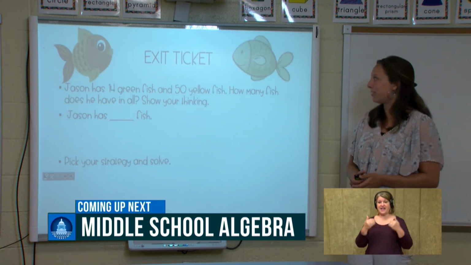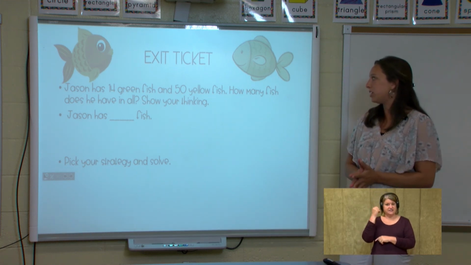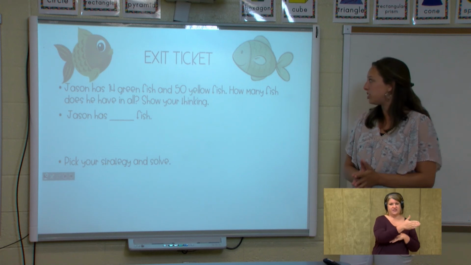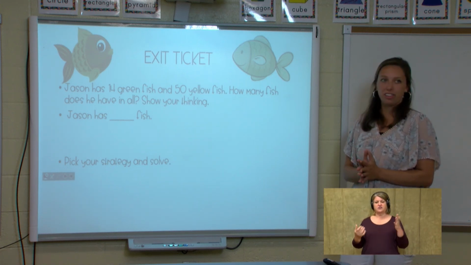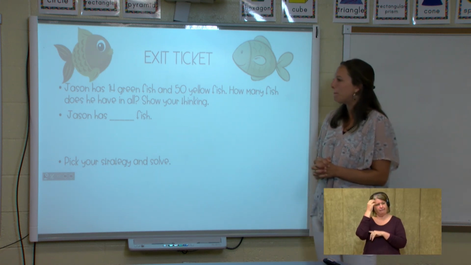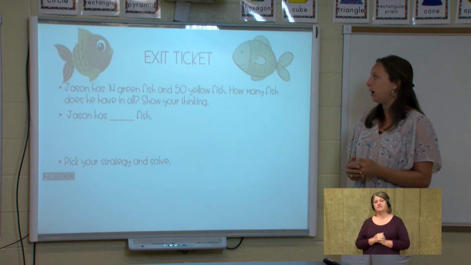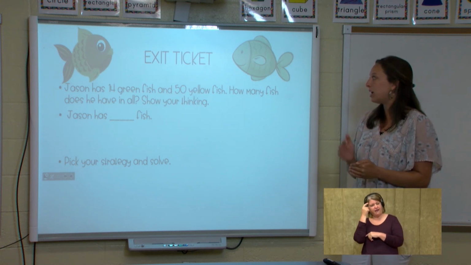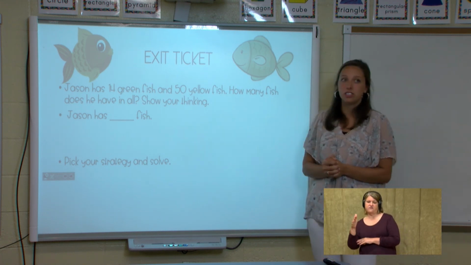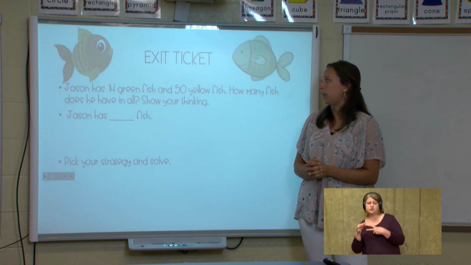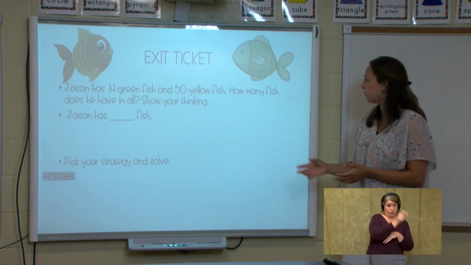I've got an exit ticket for you today. Jason has 14 green fish and 50 yellow fish. How many fish does he have in all? Show your thinking. Okay? At home, you're going to draw it out for us to show your thinking of the 14 green fish and the 50 yellow fish. Pick your strategy and solve. You can do the tens and rods, or you can do the number bond.